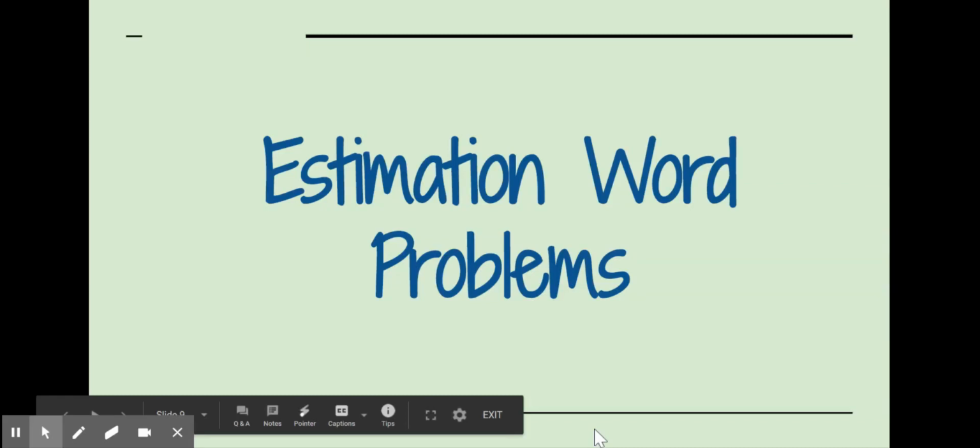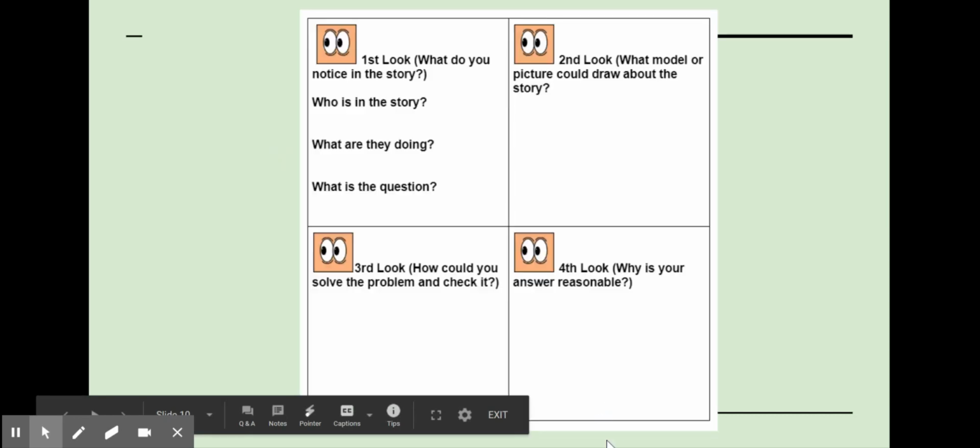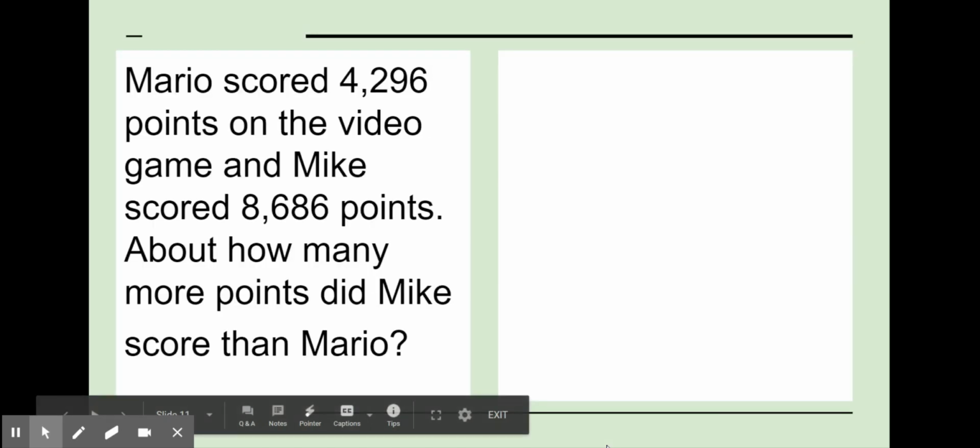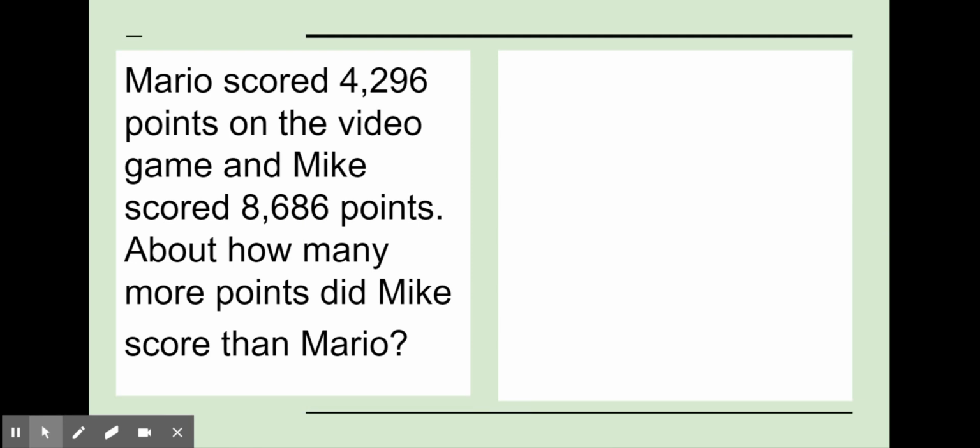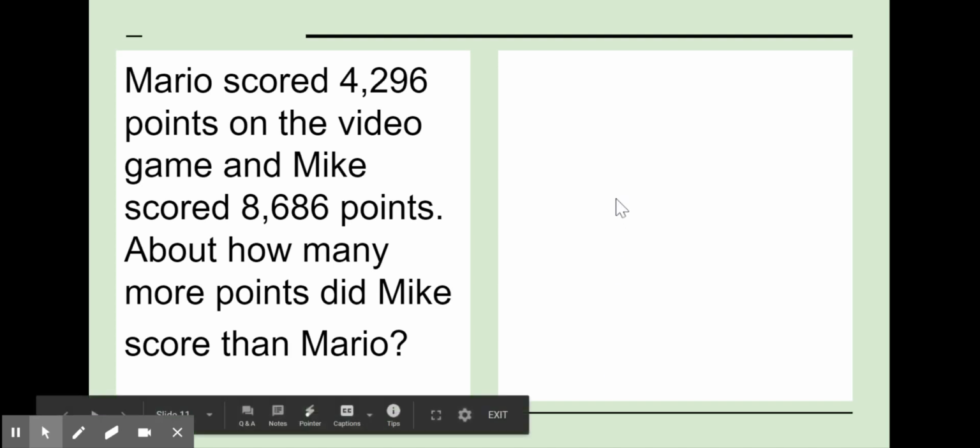In this video, we are going to discuss how to estimate in addition and subtraction word problems using our four-look strategy. So, let's look at this problem. Mario scored 4,296 points on the video game, and Mike scored 8,686 points. About how many more points did Mike score than Mario?